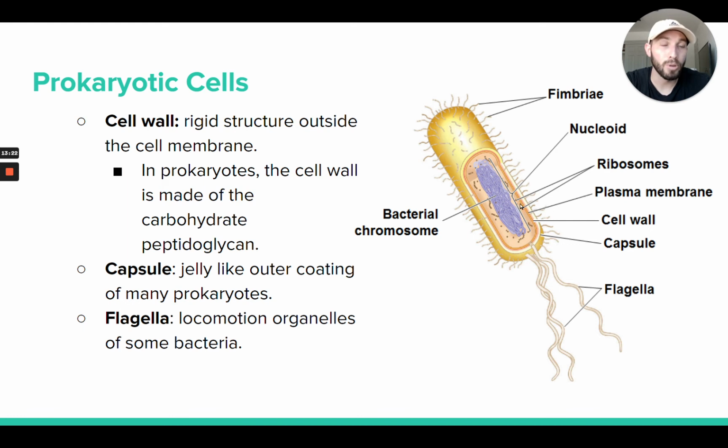The cell wall of prokaryotes is made of a carbohydrate, a polysaccharide called peptidoglycan. That's the thing that builds the cell wall in bacteria cells. There are some eukaryotes, which we'll talk about in a second, that also have a cell wall. Not all of them do. Our cells don't have cell walls, but there are some eukaryotic cells that do. But their cell wall is actually made of a different carbohydrate.